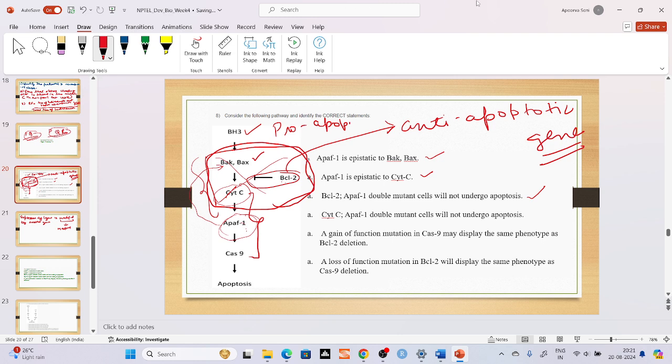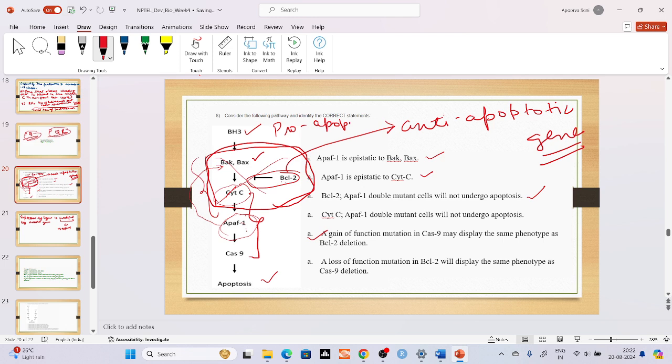Okay. Then the next option: a gain of function mutation in Cas9 may display the same phenotype as BCL2 deletion. Yes. Why? Because if BCL2 is deleted, then what would be the consequence? Apoptosis will occur. And if Cas9 is also hyperactivated, the phenotype would be that apoptosis will occur. So both will show the same phenotype, correct?